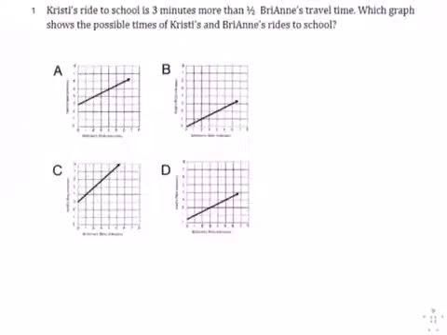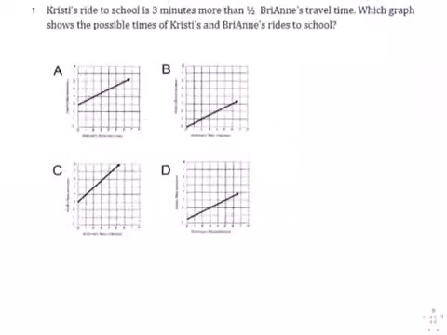Christy's ride to school is 3 minutes more than one half Brienne's travel time. Which graph shows the possible times of Christy's and Brienne's rides to school? So in this case, we need to match what they're telling us in the text to what they're giving us in the graphs. So they're linear graphs, so we need a slope and a y-intercept.